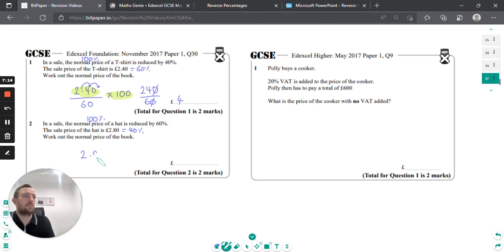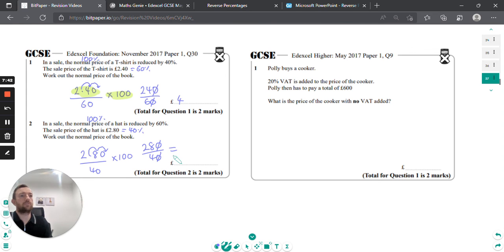So £2.80 divided by 40 times 100. And again, we're going to do the same thing. We're going to times 280 by 100. So the decimal place is going to move once, going to move twice. So that's going to be 280 divided by 40. And again, it's non-calculator, so to make it simpler, let's cross the zeros out. So we're on 28 divided by 4.